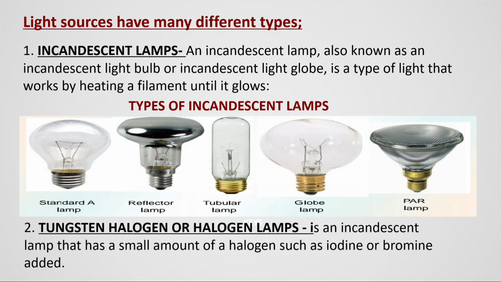Second type of light source is tungsten halogen, or halogen lamps. It is an incandescent lamp that has a small amount of halogen such as iodine or bromine added. The CRI of this is 95 to 100, and this kind of lamp comes in a wide variety.